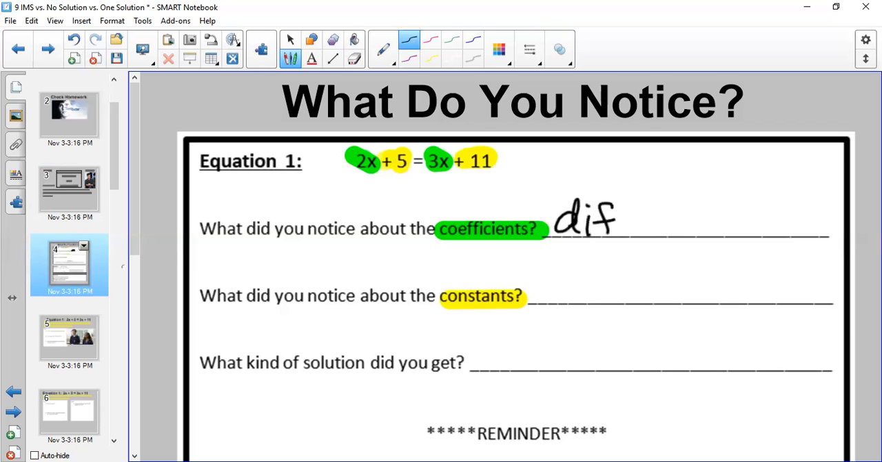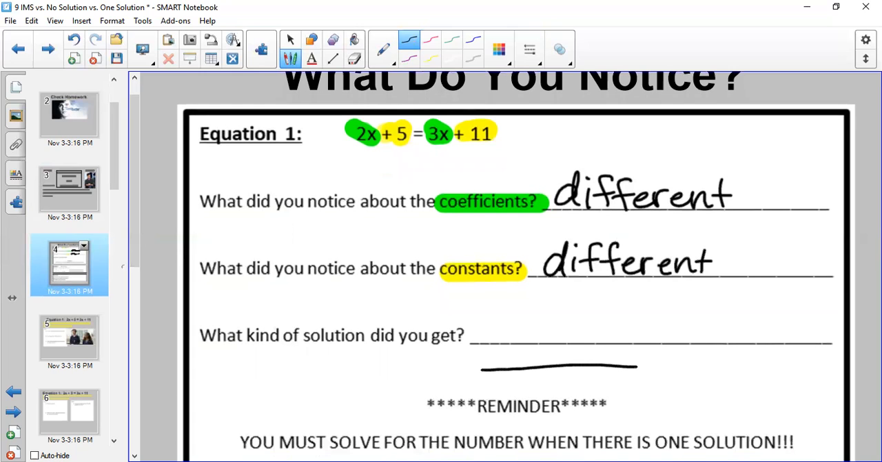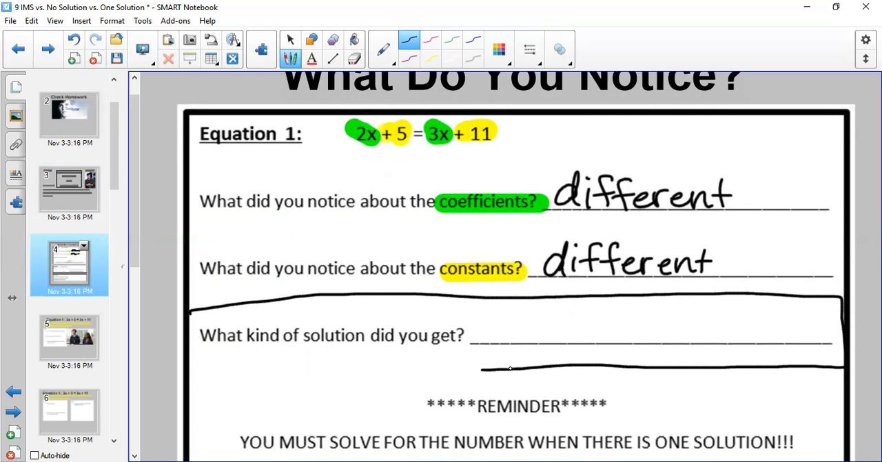They are not the same. We're just going to fill in same or different in these blanks. Look at the constants. The constants are also different. All right, so this is one type of question that we're going to talk about today. Equations that have both a different coefficient and a different constant. Okay, I'm going to skip this part down below, and we're going to go back to that here in just a second. But I'm going to do the same thing for 2 other questions.